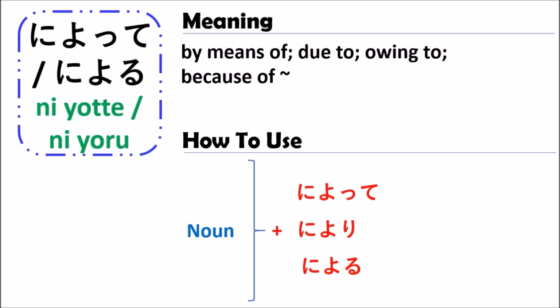So after your noun, you put niyotte, so it means by means of your noun, right? They have the same meaning, so don't be confused. But case by case, it differs when you use yotte, yori or yoru. It just depends on the situation that happened and what you want to say. You have to learn more Japanese so you will understand when to use yoru, yori or yotte, but they have the same meaning. So to help you understand more, let's see some examples together.